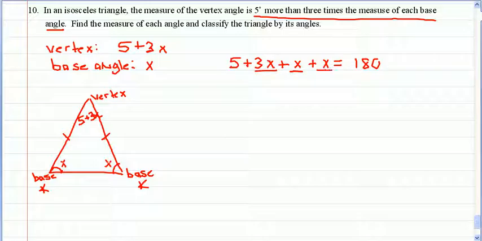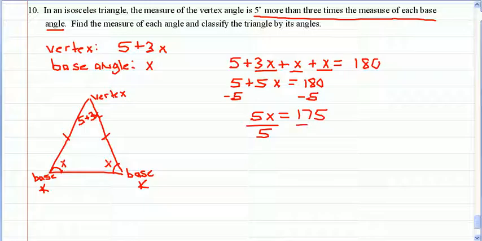Combine my like terms. And solve for x. And last step in solving for x is to divide by 5, and I get x is equal to 35. So if x is equal to 35, then each base angle is 35 degrees, and the vertex angle is 5 plus 3 times 35, which is 110.